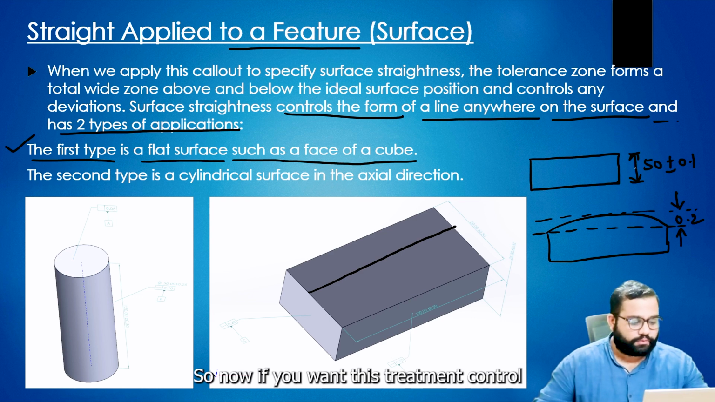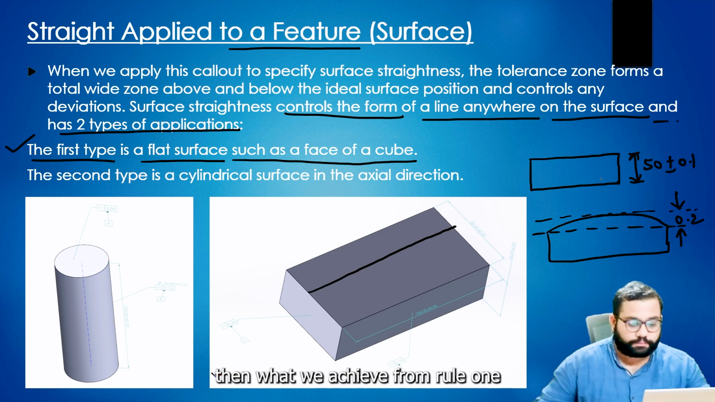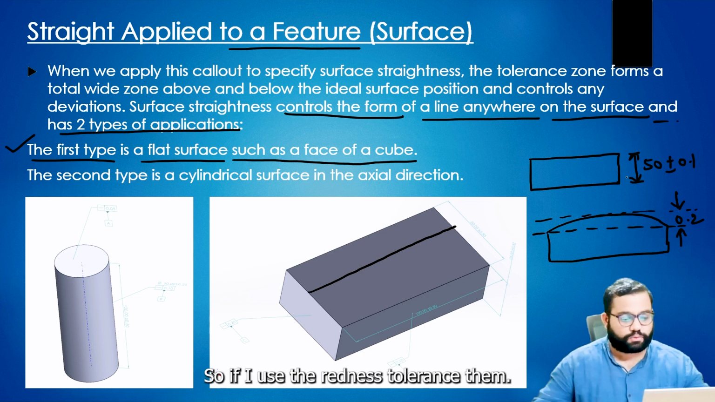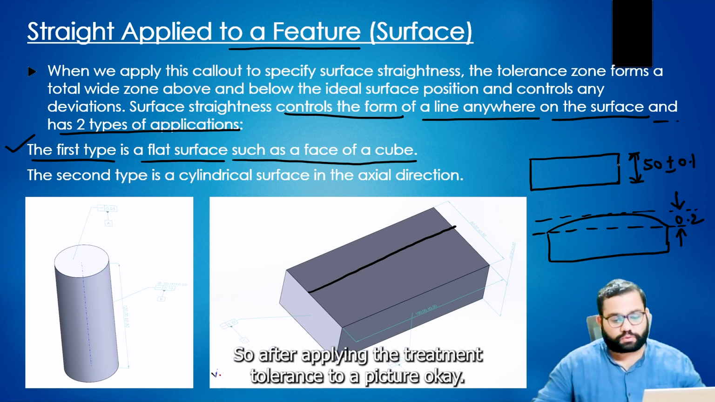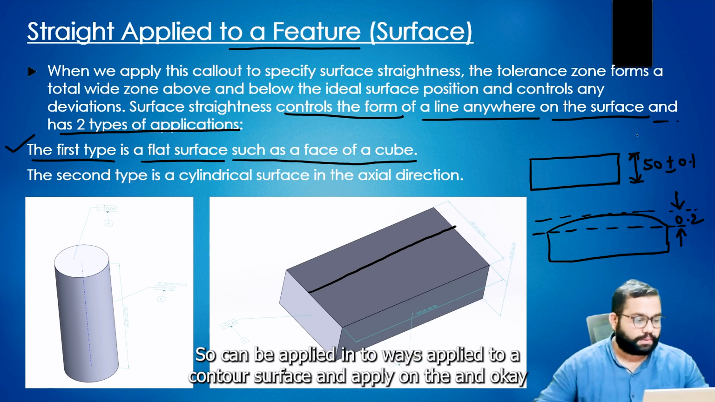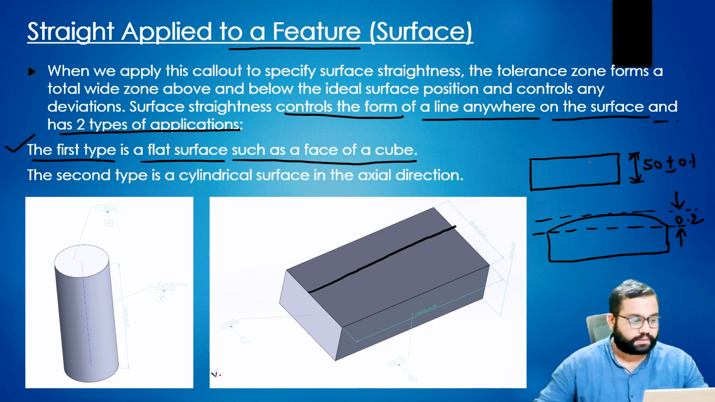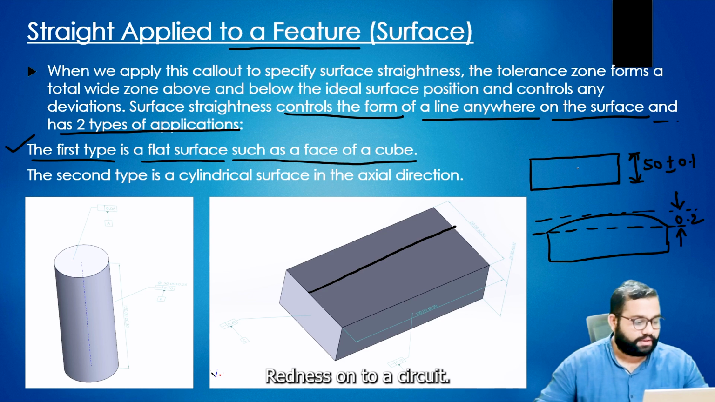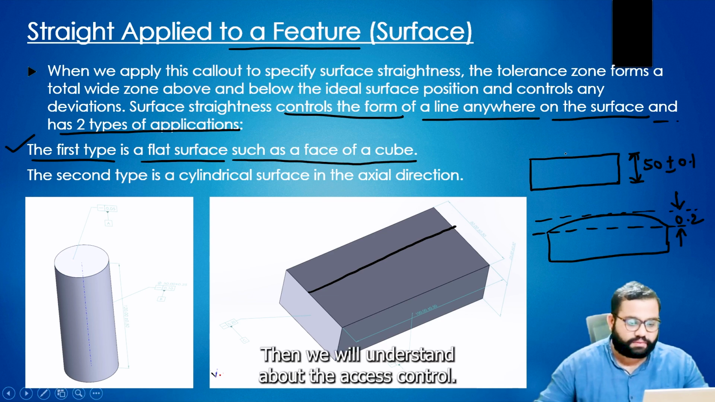Now if you want straightness control beyond what we achieved from rule 1, then I have to use the straightness tolerance over here. After applying straightness tolerance to a feature, because we are talking about the feature, it can be applied in two ways: applied onto a surface and applied onto an axis. First we will discuss how to apply straightness onto a surface, and then we will understand the axis control.